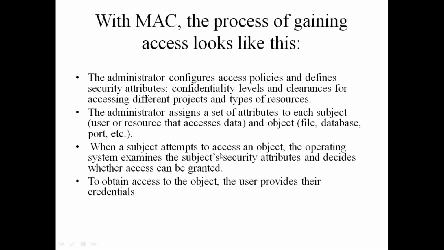When a subject, meaning a user, attempts to access an object, that is some authorization, the operating system examines the subject. The user's security attributes will be examined by the operating system, which decides whether access can be granted or not. To obtain access to an object, the user provides their credentials. Meaning when any user wants to get access from the operating system, the user needs to provide their credentials.